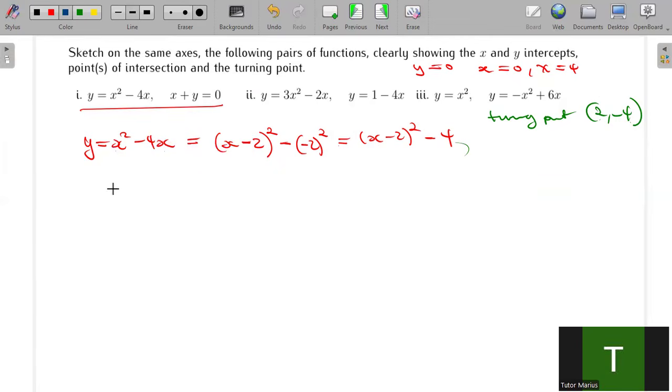The next one: we have x plus y is equal to 0, which is our linear function. So in the same manner, we are going to find the intercepts. My y-intercept is just going to be y is equal to 0, because when x is 0, you just get y will be 0. And also your x-intercept is going to be 0, because when y is 0, you get x is going to be equal to 0.